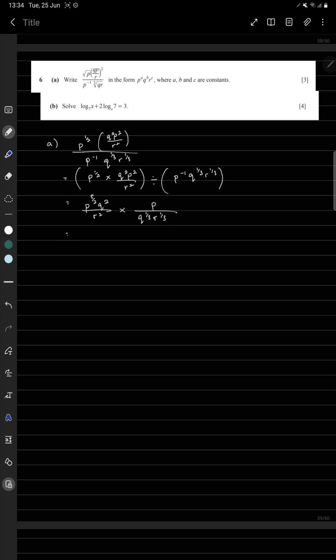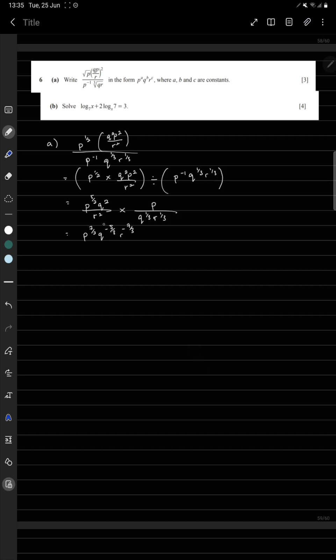Then what we'll do here is P to the 5 over 2 plus 1. It's going to be P to the 7 over 2. Q squared minus 1 over 3, it's going to give you Q to the 2 minus 1 over 3, that's 3 times 2, 6, 6 minus 1, so that's 5 over 3. Then R is going to be R to the minus 2 minus 1 over 3, that's negative 7 over 3. There we go. Yeah.